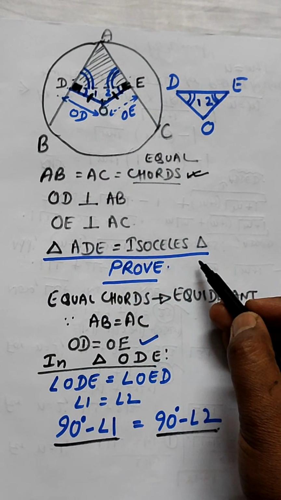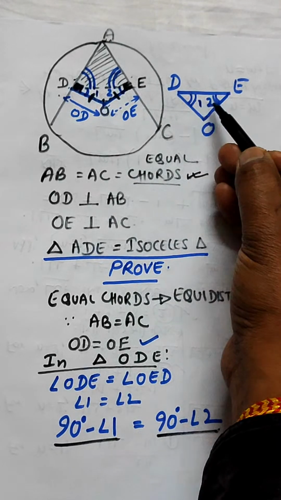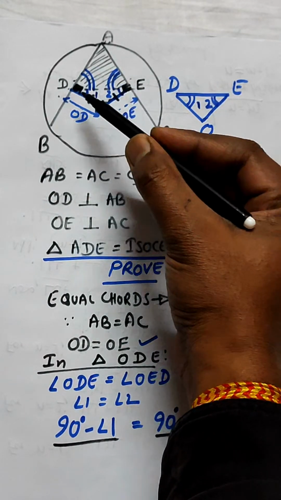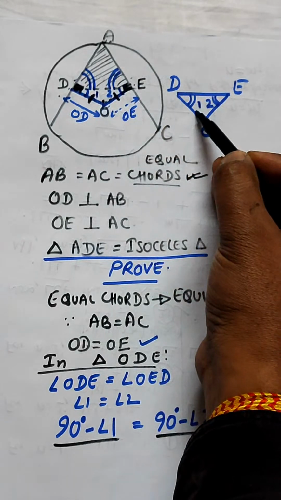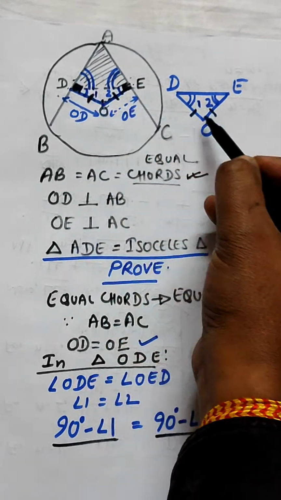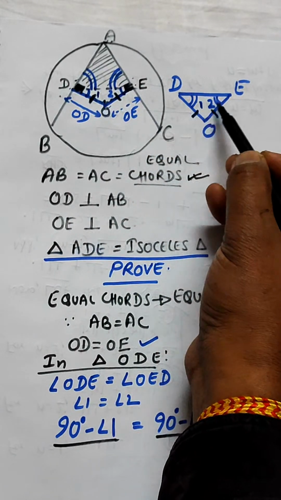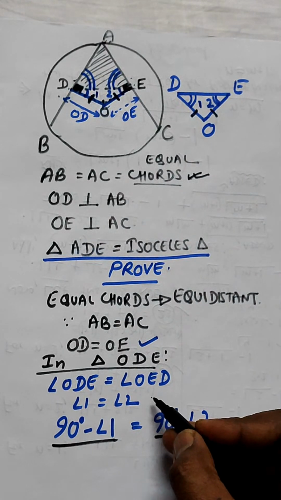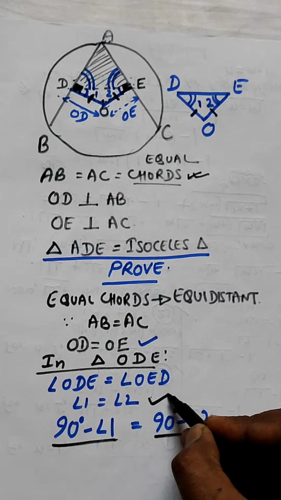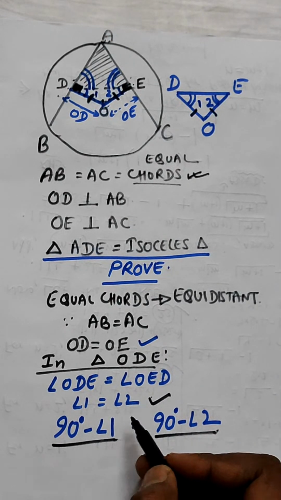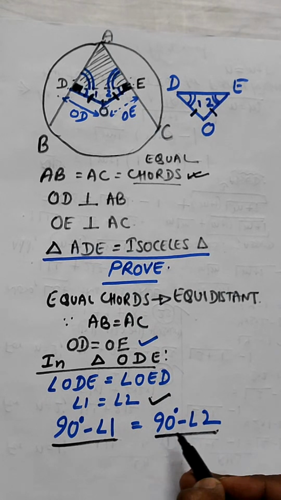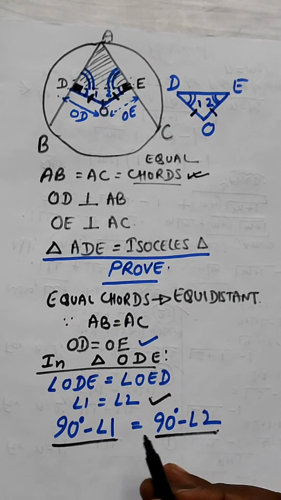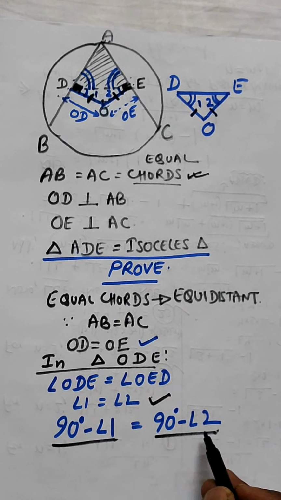Isn't it? I'm saying that if angle 1 equals angle 2, because these chords are equidistant, so OD equals OE. So if OD equals OE, if these perpendiculars are equal, then angles opposite to these equal perpendiculars are also equal. So angle 1 equals angle 2. So if angle 1 equals angle 2, we can say that 90 minus angle 1 equals 90 minus angle 2, right? So 90 minus angle 1 will be equal to 90 minus angle 2.